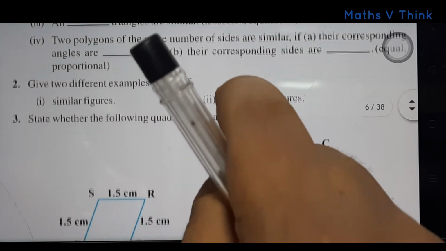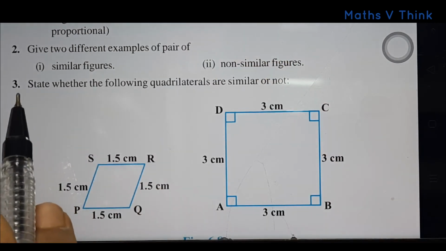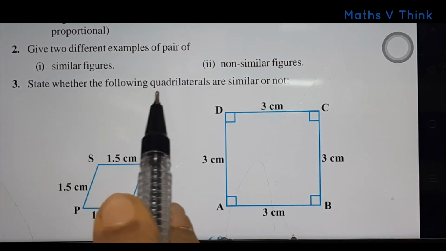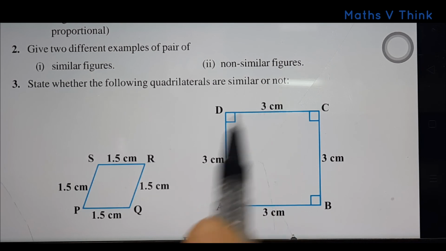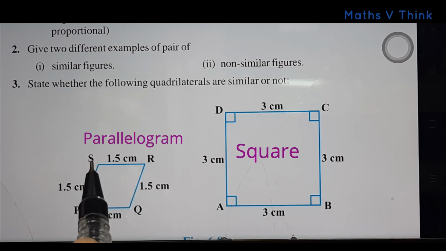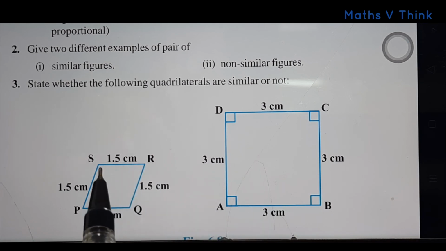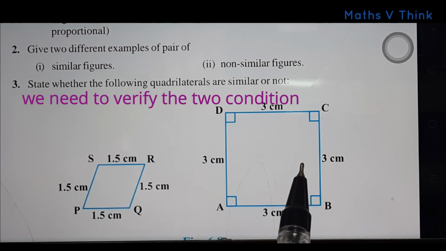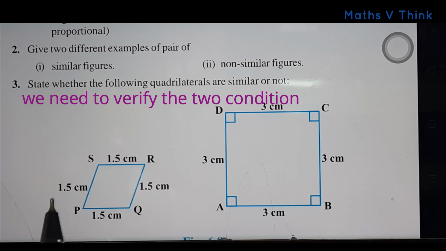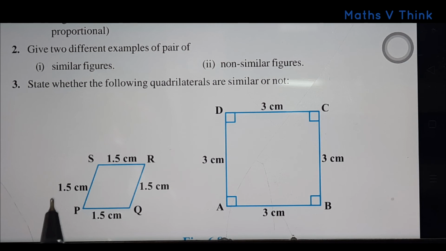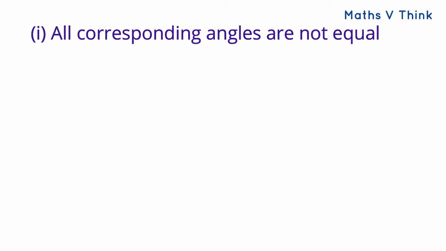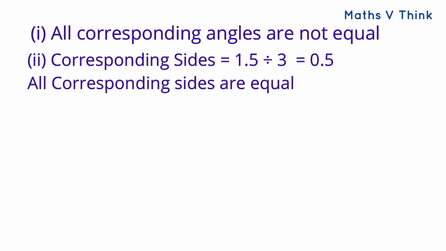The third question is to state whether the following quadrilaterals are similar or not. The first figure is a parallelogram and the second figure is a square. But even a square can also be a parallelogram. So we need to verify the conditions. First condition is we need to check whether all the corresponding angles are equal. In this case the corresponding angles are not equal. And the second condition is we need to check whether the corresponding sides are in the same proportion.